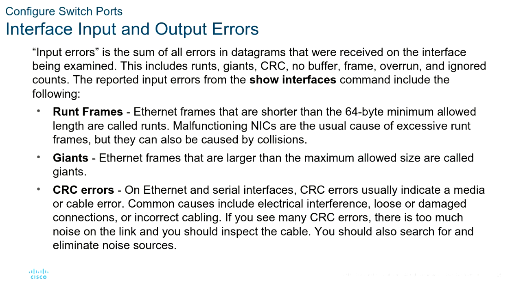Ethernet frames that are shorter than 64 bytes are called runts. It can be caused by collisions. It could be caused by a network interface card, a NIC, that has some type of hardware failure. Giants are larger, and then CRC errors usually indicate there's some sort of cable error.